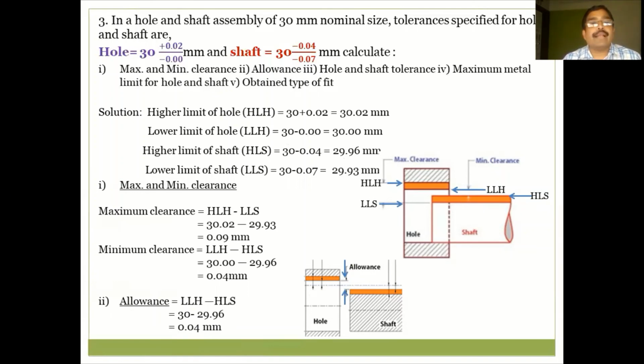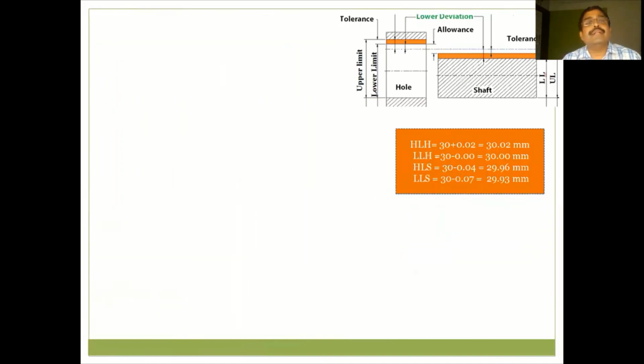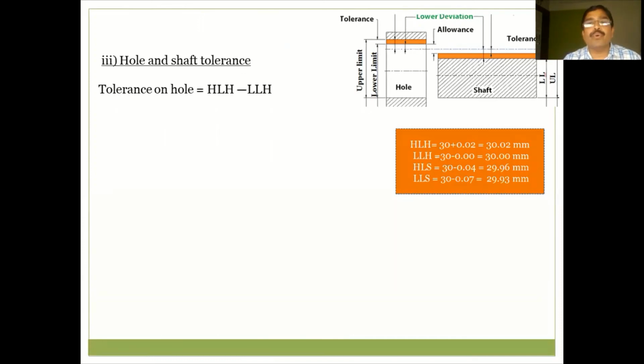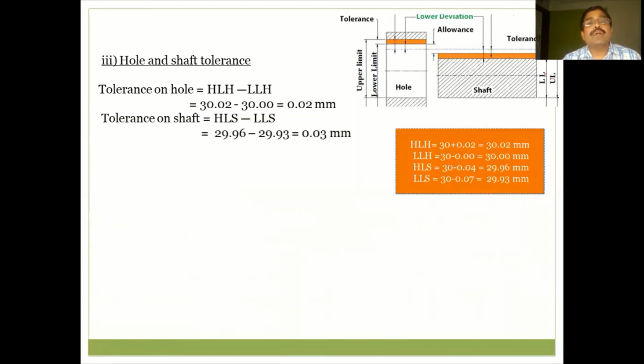Then we have to calculate the tolerances. For the tolerances, again it's very easy. Higher limit minus lower limit of the hole, the values you know here. So I put 30.02 minus 30, that is the tolerance equal to 0.02 mm for the hole. In the same way for the shaft, the higher limit of the shaft is 29.96 and the lower limit of the shaft is 29.93, equal to 0.03. That is the tolerance on the shaft.